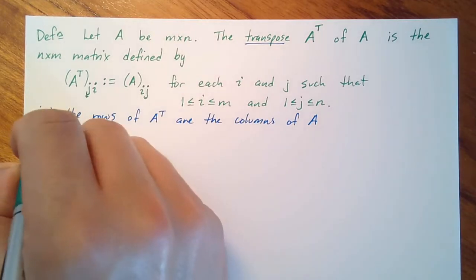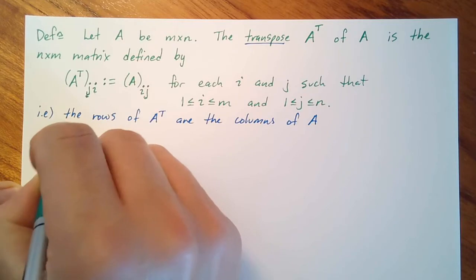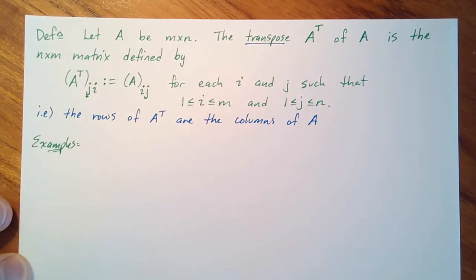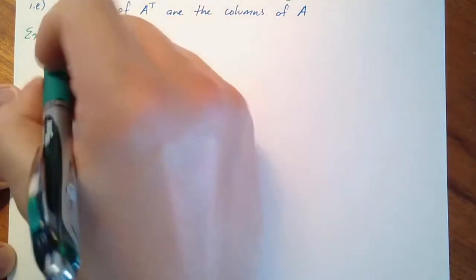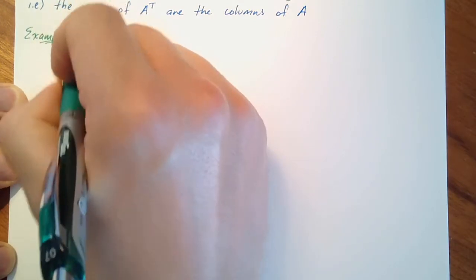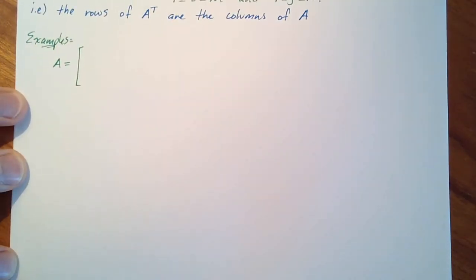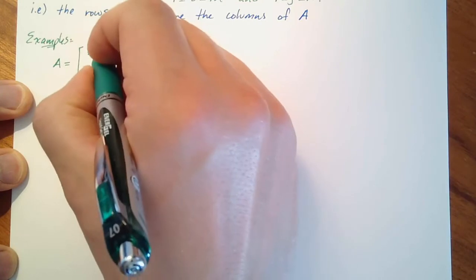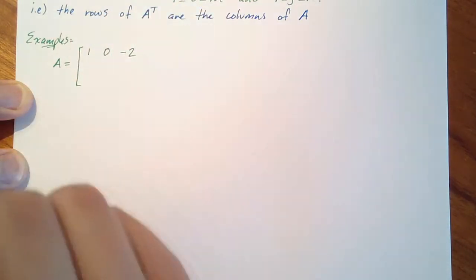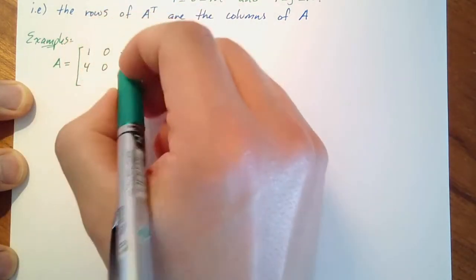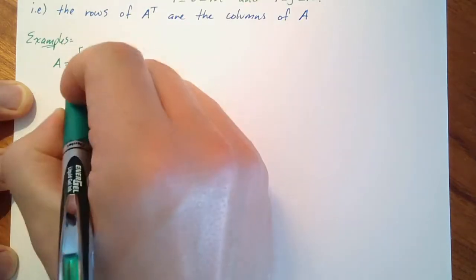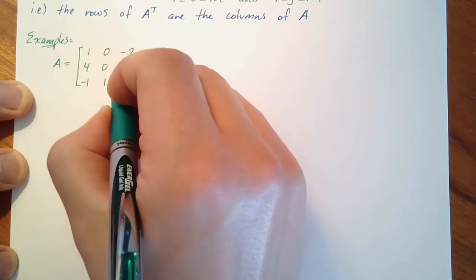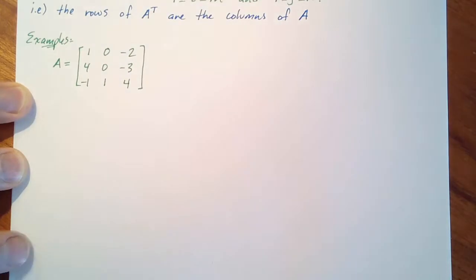So, examples. Let's clarify with some examples here. I'll write down a few matrices. I'm going to write down the matrix A. It's going to be a 3 by 3: 1, 0, negative 2, 4, 0, and negative 3, and then the last row will be negative 1, positive 1, and 4. So that's the first matrix A.